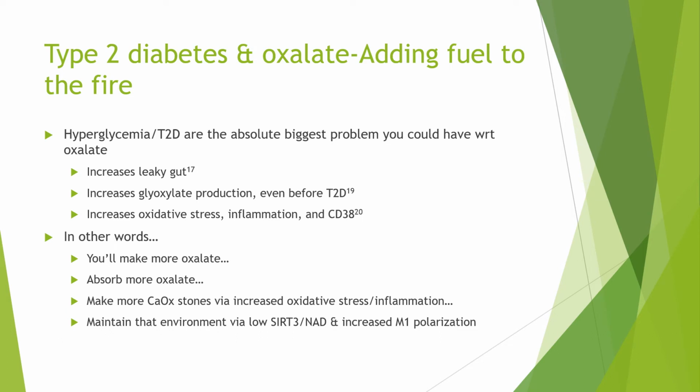This is one of the reasons why type 2 diabetics often, as the disease progresses, end up on dialysis. It's terrible for your kidneys. It's terrible for your gut as well. So in terms of improving the effect of an oxalate issue you may have, if you have type 2 diabetes or prediabetes, you absolutely have to correct that. It should be the first thing on your list.